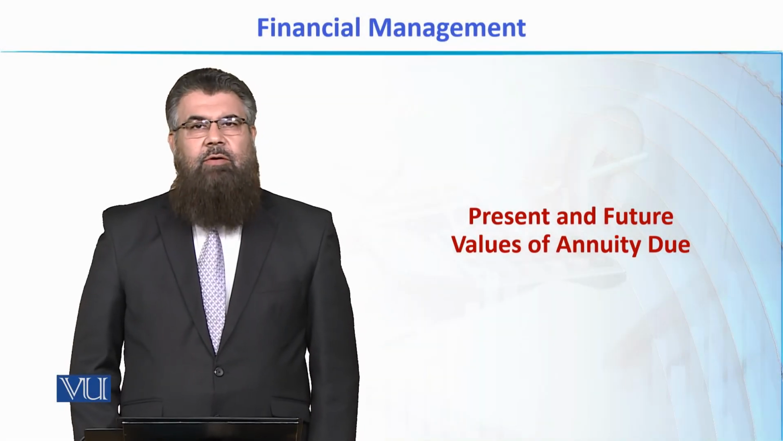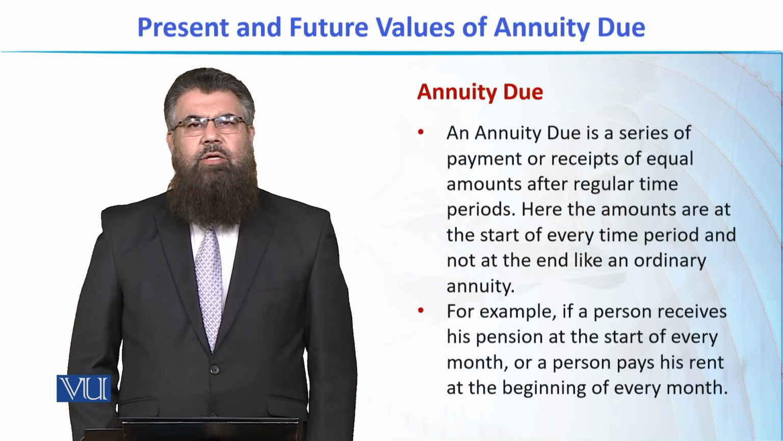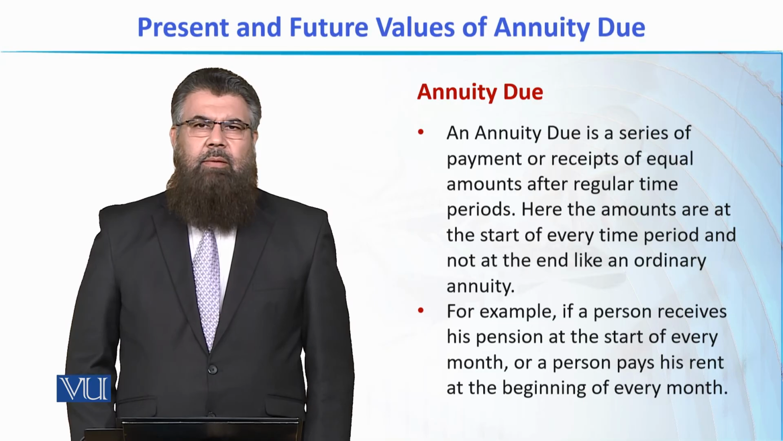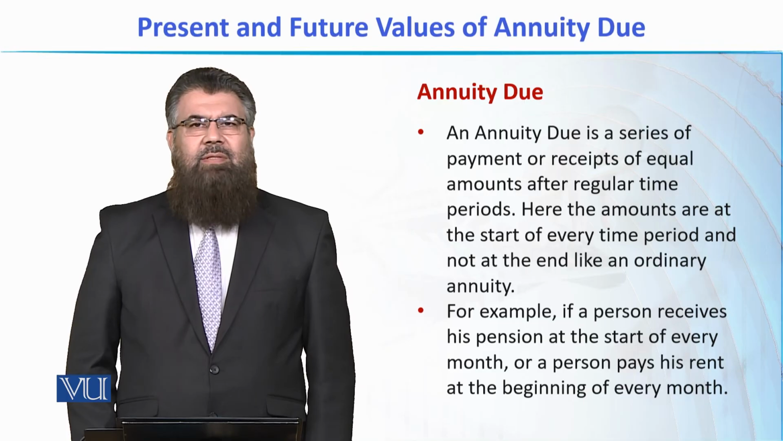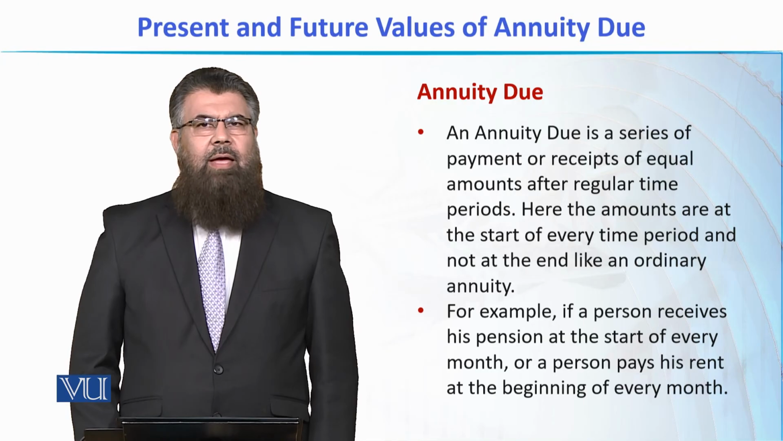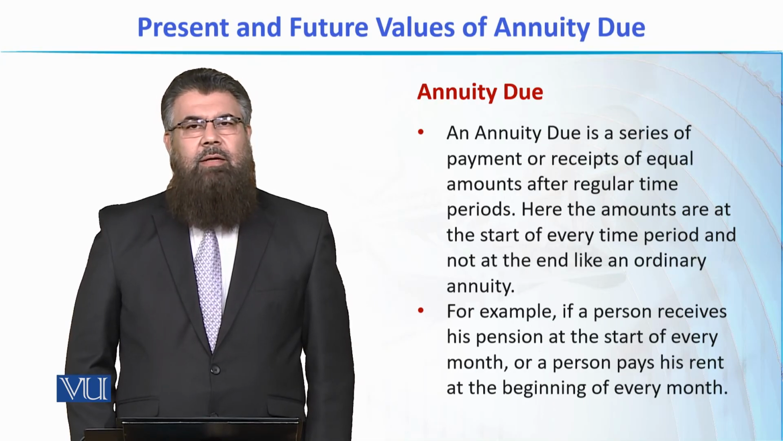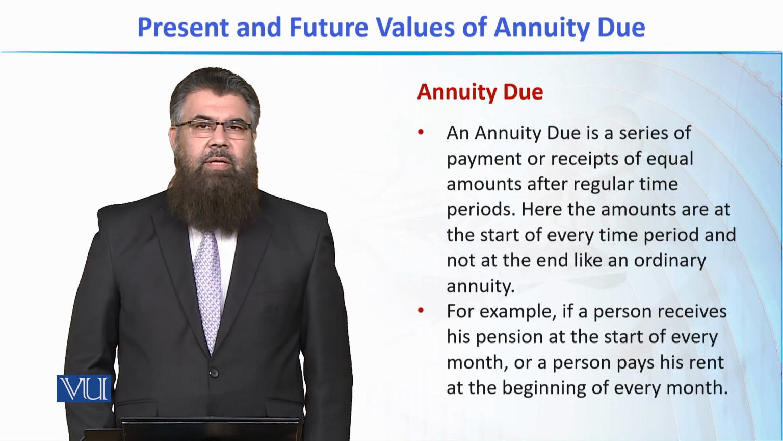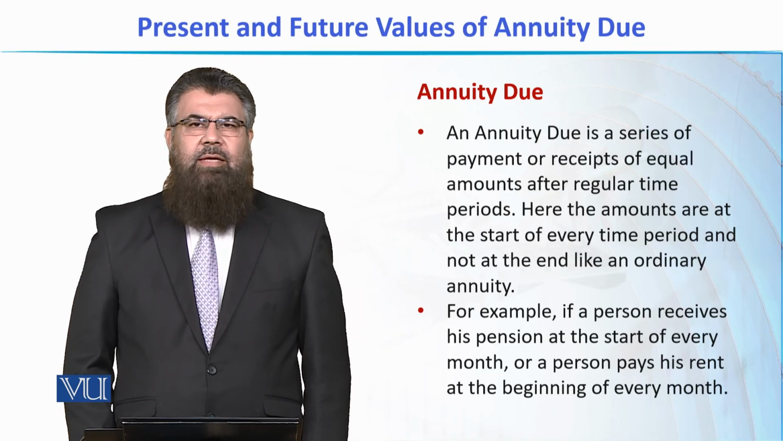Present and future values of annuity due. An annuity due is also an annuity, but it is a little different from an ordinary annuity. As we have discussed, in an ordinary annuity the payments or receipts are at the end of the period, whereas in annuity due the payments or receipts are at the beginning or at the start of a period. We have also discussed that an annuity does not necessarily mean annual payments or receipts.